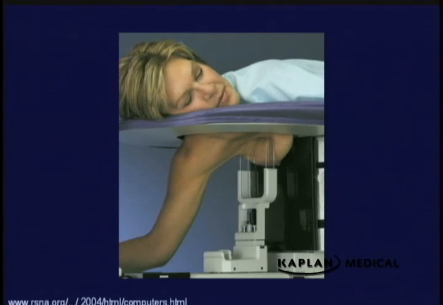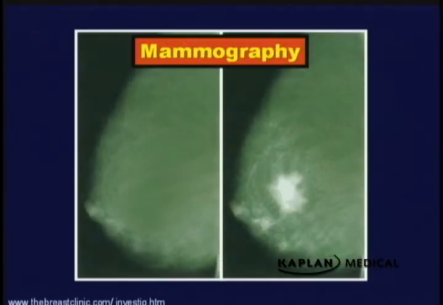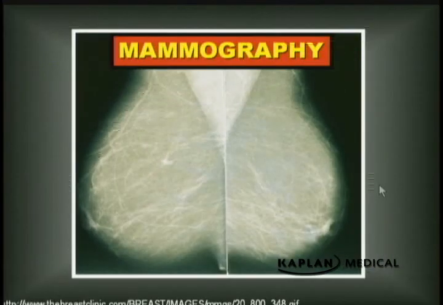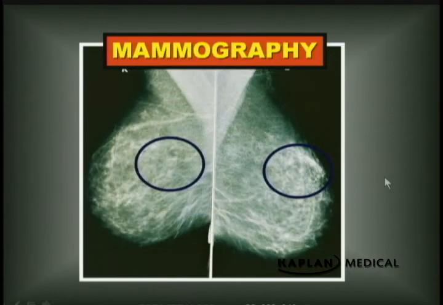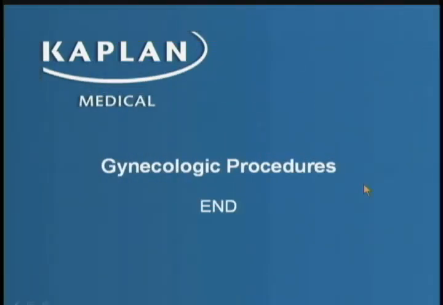There are 2 views which are done, a lateral and a craniocaudal view. Here you can see is a breast mass. So there are the 2 views which are done. This one shows the dense breasts with microcalcification. That is the end of gynecologic procedures.